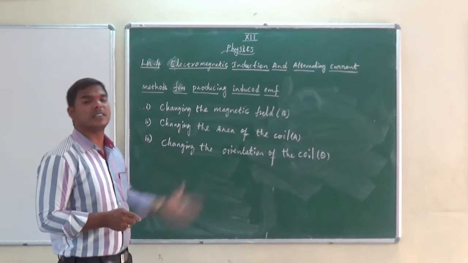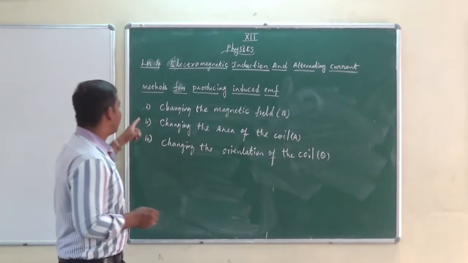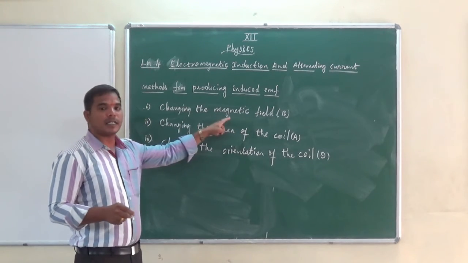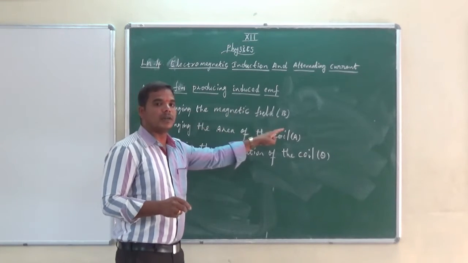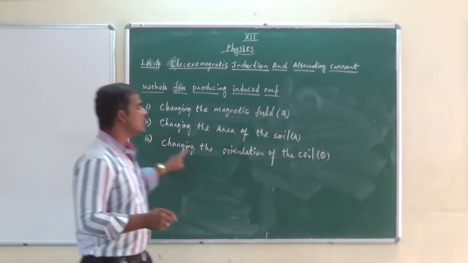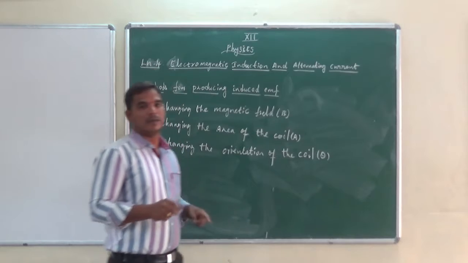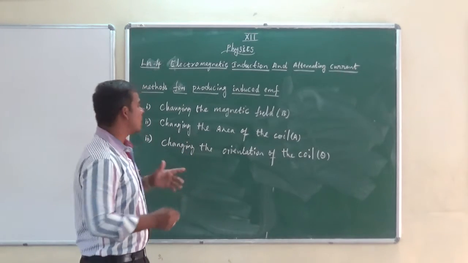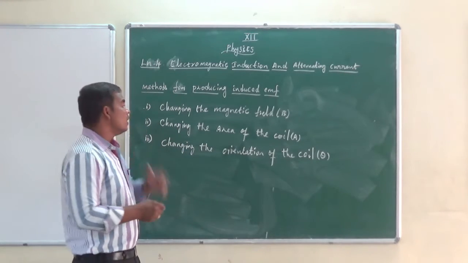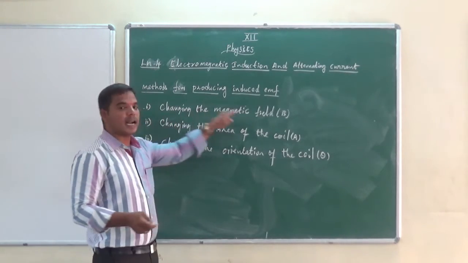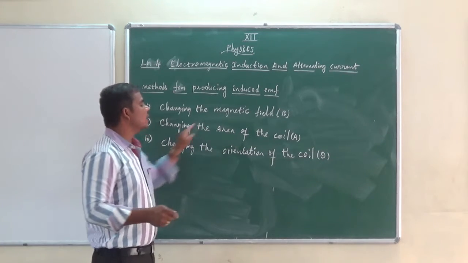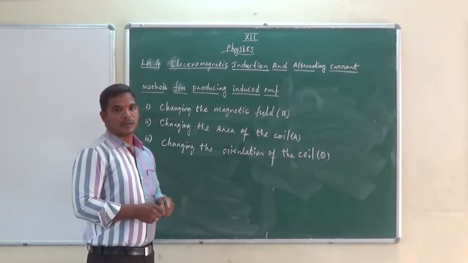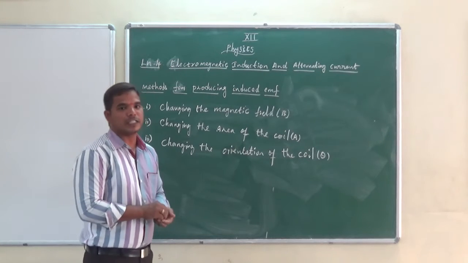This is a repeated 2 mark question. First, changing the magnetic field. Second, changing the area of the coil. Third, changing the orientation of the coil with respect to time. Let me remember once again: changing the magnetic field, changing the area of the coil, changing the orientation of the coil.